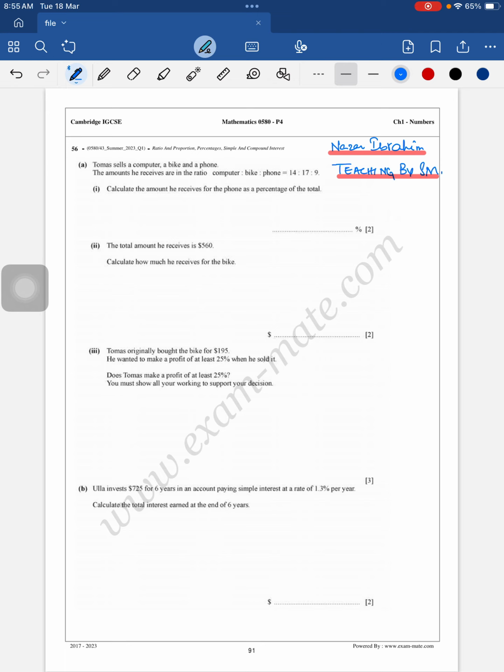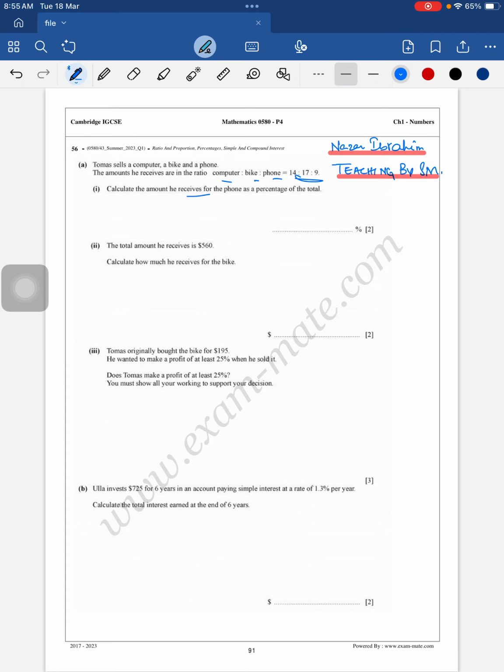We have question number 56. Thomas sells a computer, a bike and a phone, right? And the amounts he receives are in the ratio 14:17:9 for the computer, bike and phone. Calculate the amount he receives for the phone as a percentage of the total.